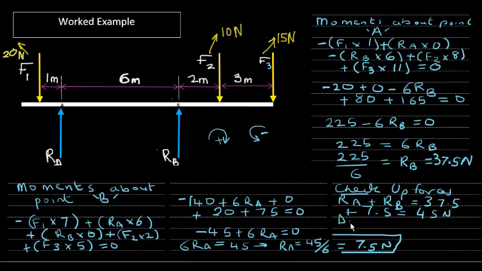Now if we do the down forces, F1 plus F2 plus F3, we have 20 plus 10 plus 15. So 20 plus 10, 30 plus 15, we still have 45. So that way we know we are right. So please always check your work before you submit it so that you are sure it's right.